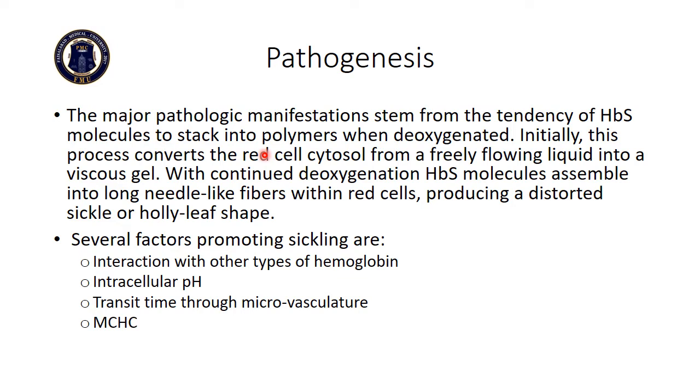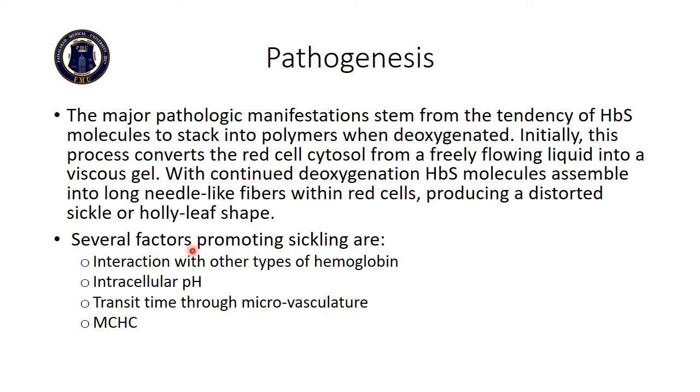The major pathological manifestation results from the tendency of sickle hemoglobin molecules to stack into polymers when deoxygenated. Initially, this process converts the red cell cytosol from a freely flowing liquid into a jelly-like viscous material. With continued deoxygenation, sickle hemoglobin molecules assemble into long needle-like fibers within the red blood cells, which damages them and produces a distorted sickle or holly leaf shape.